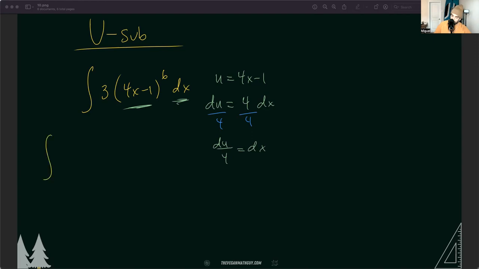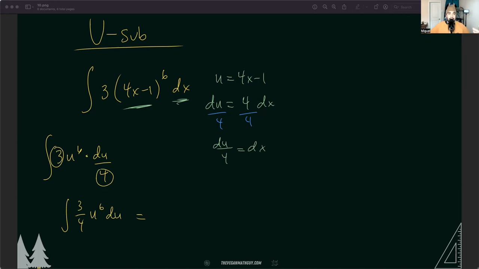We're going to rewrite our integral. We still have 3. And as we mentioned, we make that entire parentheses our u, so that's u to the 6th, times du over 4. That was our dx value. And now let's kind of simplify this before we continue. The 3 and the 4 I can kind of bring together. One's a numerator, the other's a denominator. So this is really 3/4 u to the 6th du.